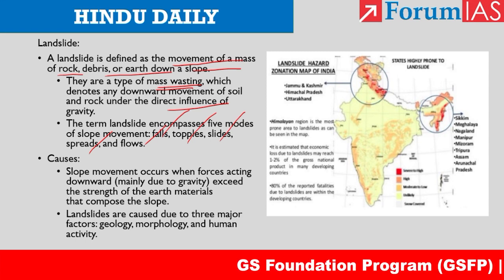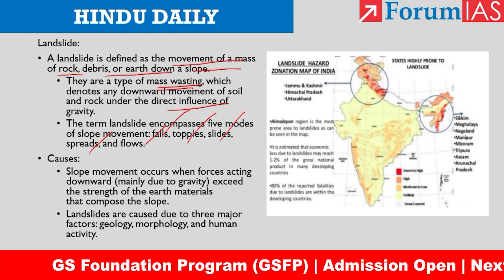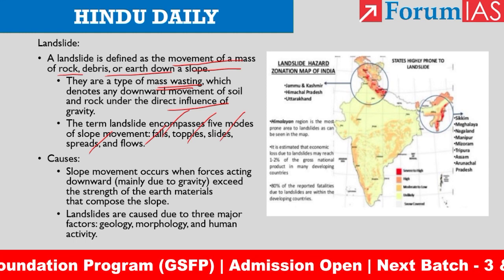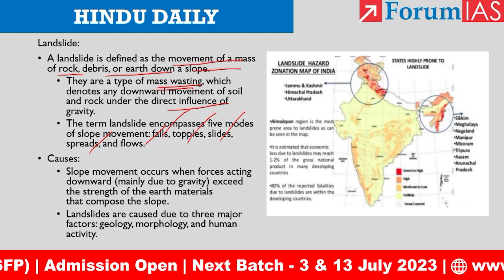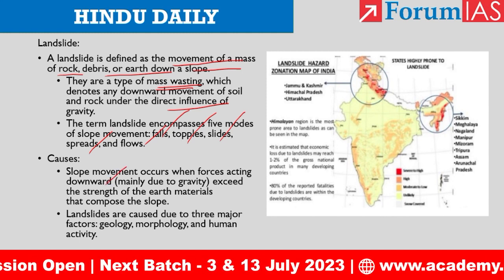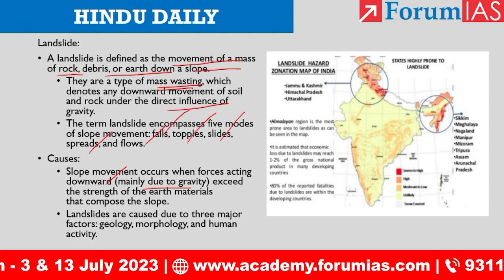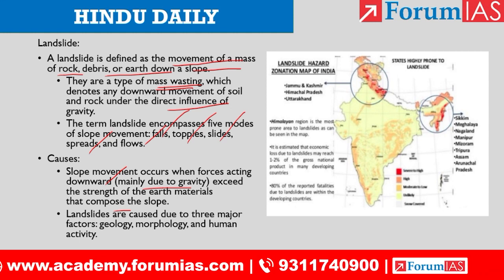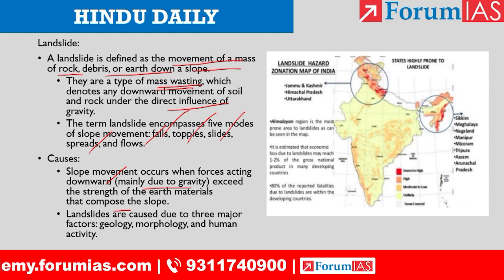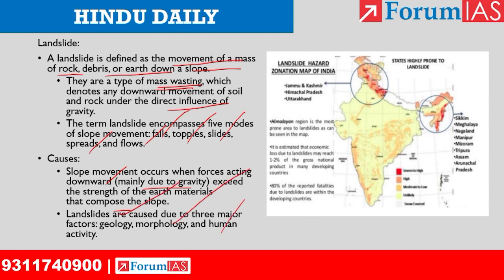So what causes landslides? Landslides occur when slope movement happens due to forces acting downward. Why do forces act downward? Because that is mainly due to gravity. So this downward force exceeds the strength of the earth material that composes the slope. And mainly they are caused due to 3 major factors: geology, morphology, and human activity.